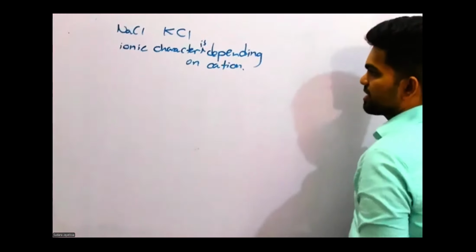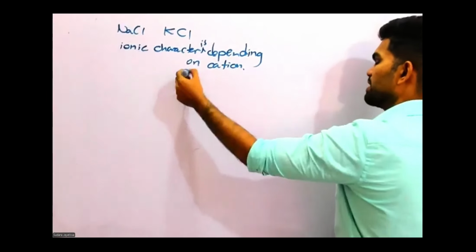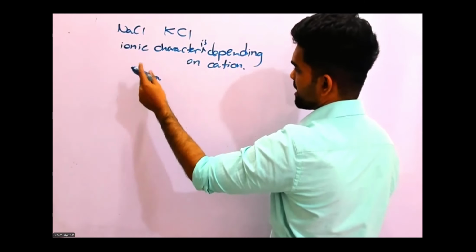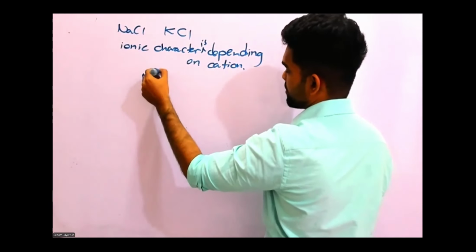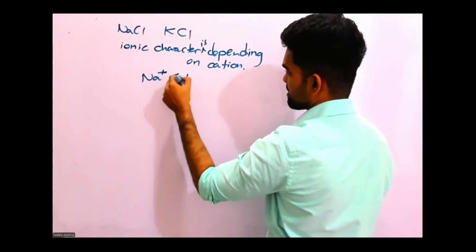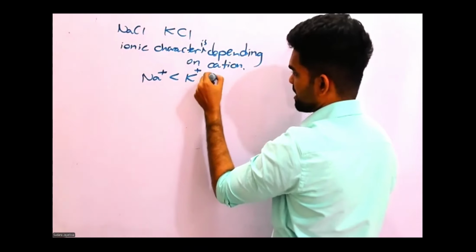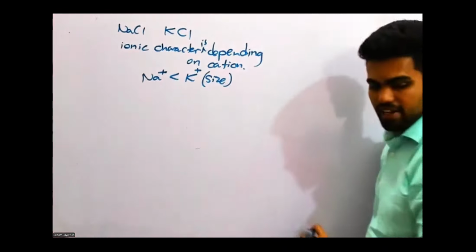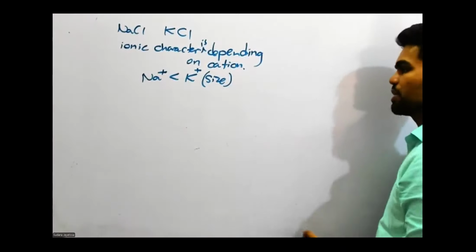Cation. So what are our cations? Sodium plus and potassium plus. If you compare, the cation size is larger for potassium plus.